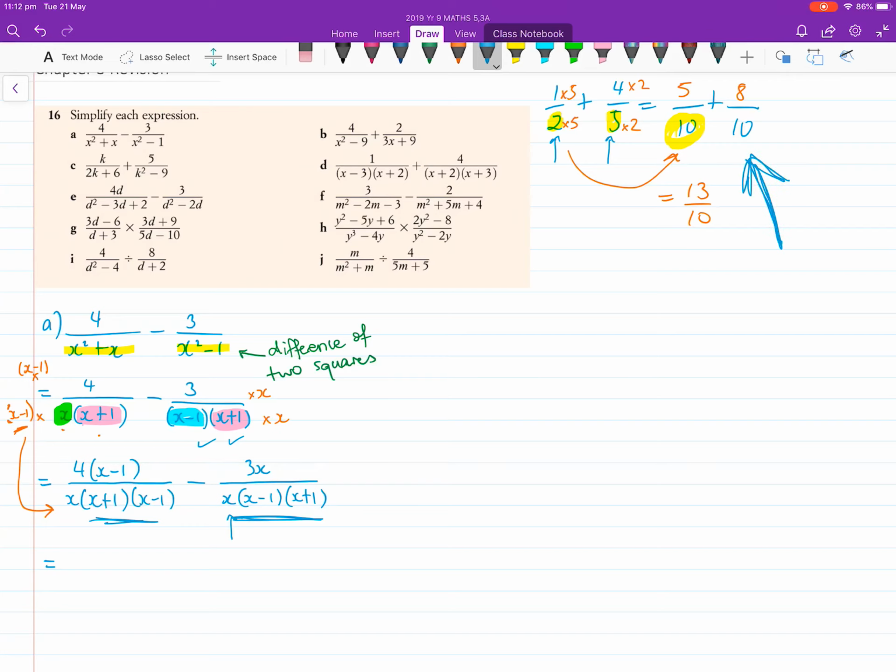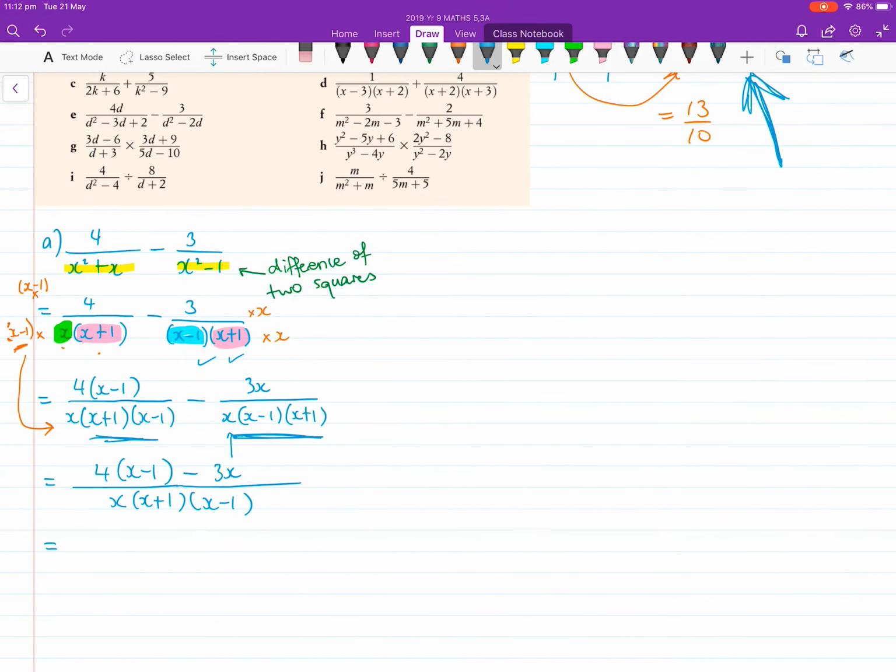I can add them when they have the same denominator. So let's put this all over the same denominator: x plus 1, x minus 1. And I've got 4 bracket x minus 1, subtract 3x. Okay, and we probably need to expand and collect the top so it looks more nice.